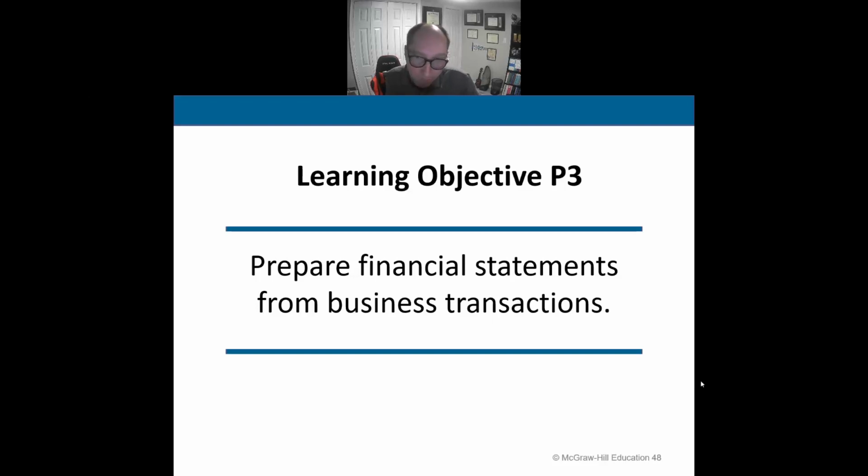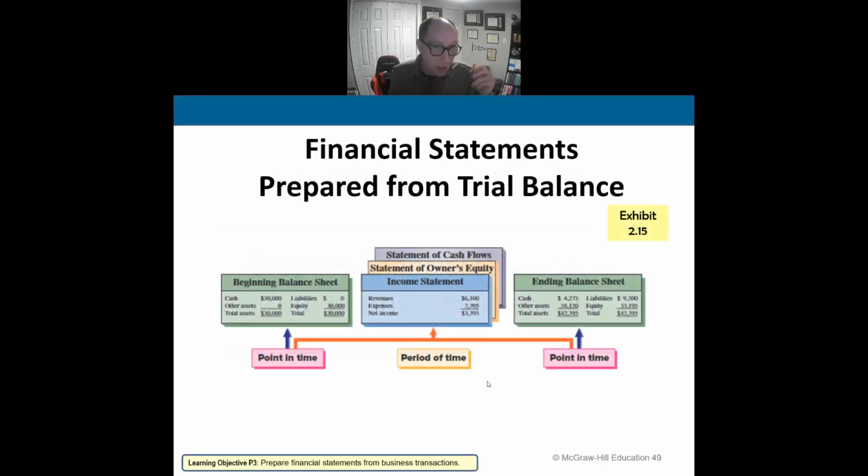It happens from time to time. It does. Like I said, no one's perfect. So after we've gone through the process of journalizing the transactions and performing the trial balance, now we prepare the financial statements. The financial statements, as you recall, are the income statement, balance sheet, statement of cash flows, and the statement of owner's equity.